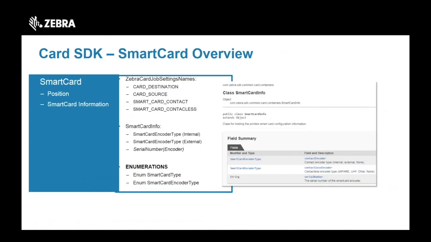Now, for the last portion, it's important that we want to highlight here is the SmartCard overview. So for the SmartCard overview, you will have two things that you need to control here. So one thing will be the position portion and the SmartCard portion. For the position portion, you have four different settings that you can use. So card destination, card source, and what type of card you are using. So if it is a card contact or contactless. You have enumerations on the bottom, and also it's important to determine what kind of card you are using. So you're using an internal card or external card. I'm gonna explain that a little later.